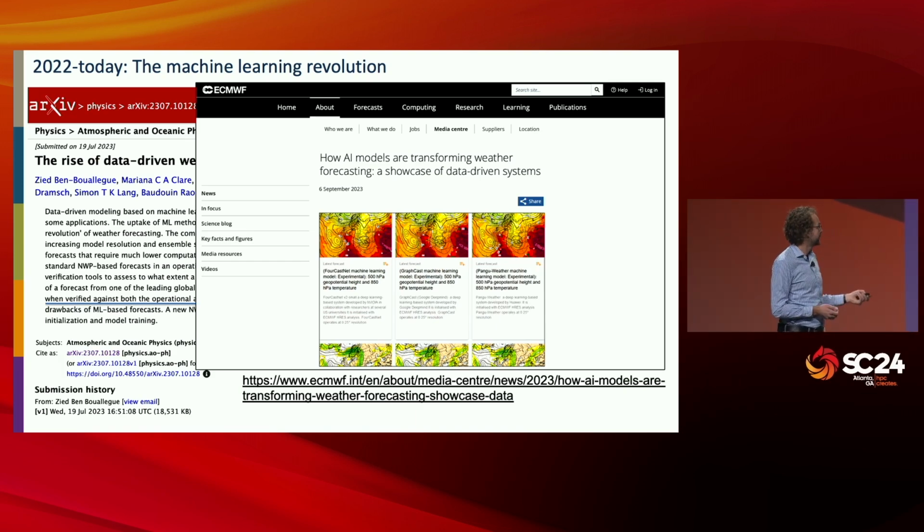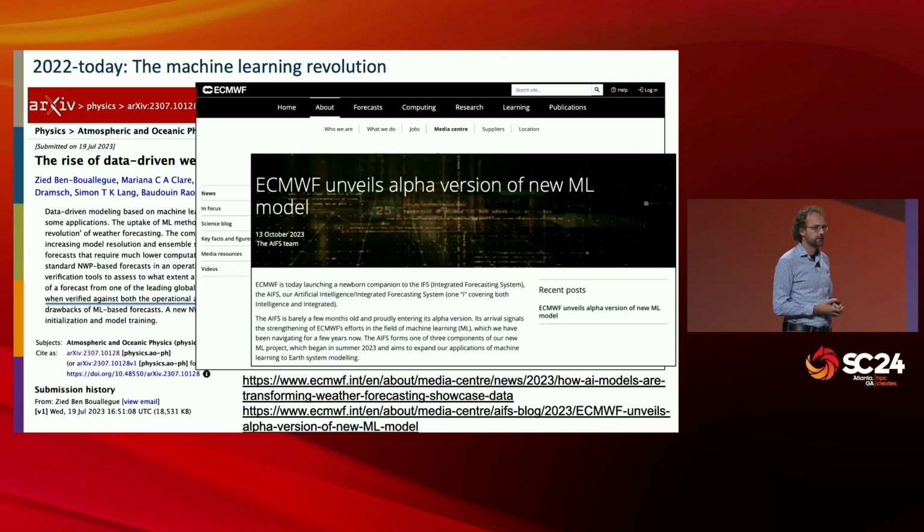And then the next natural consequence was that we built our own model. We have now revealed the so-called AIFS model, which is our version of the machine learned model, and we are now also competitive in terms of scores.